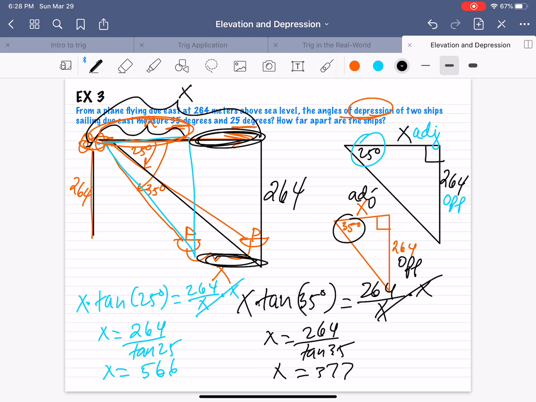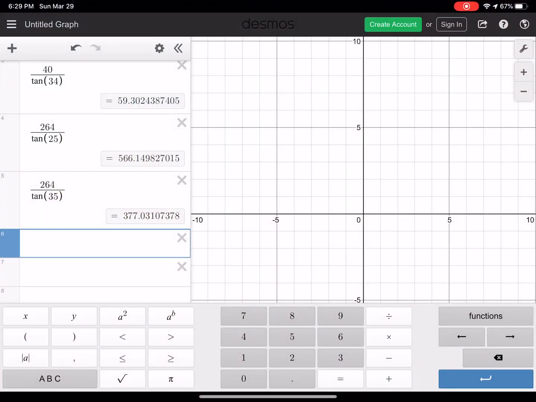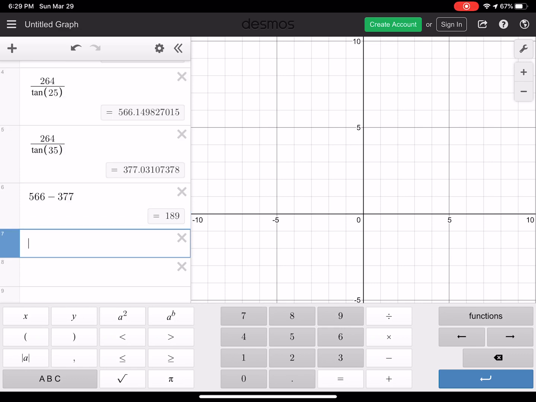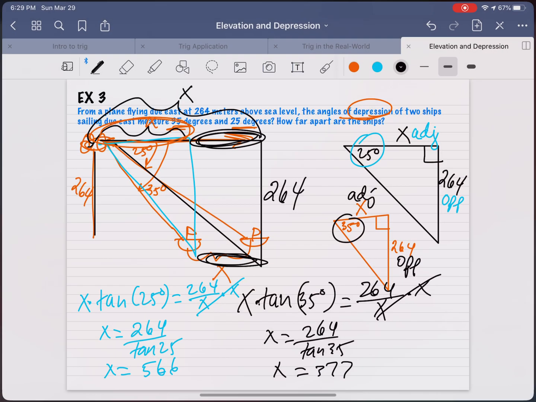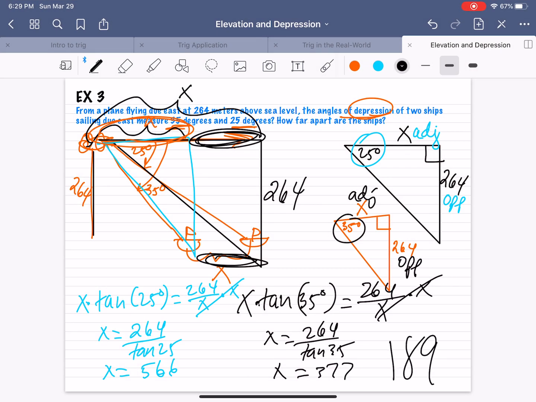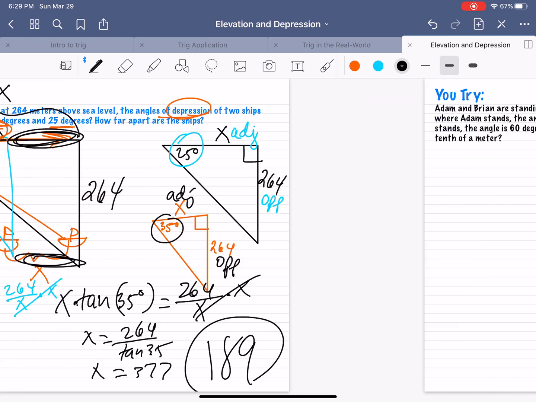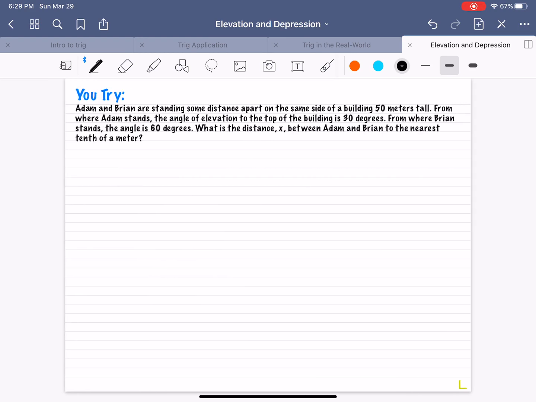So again, to get our final answer, we subtract the smaller distance from the bigger distance. And that'll give us the distance between the two boats. So 566 minus 377. So the distance between the two ships is 189. So go ahead and try this on your own, pause the video, and then come back to see if you're correct.